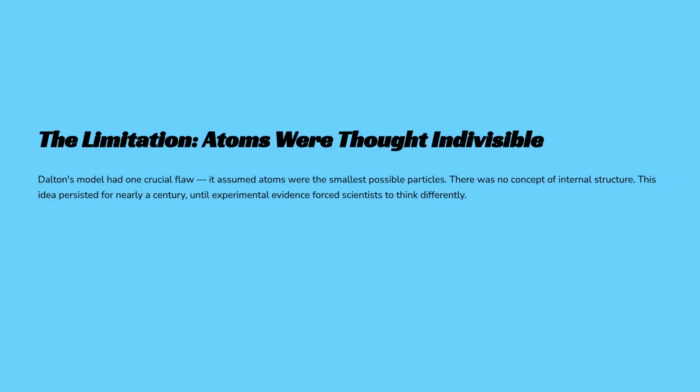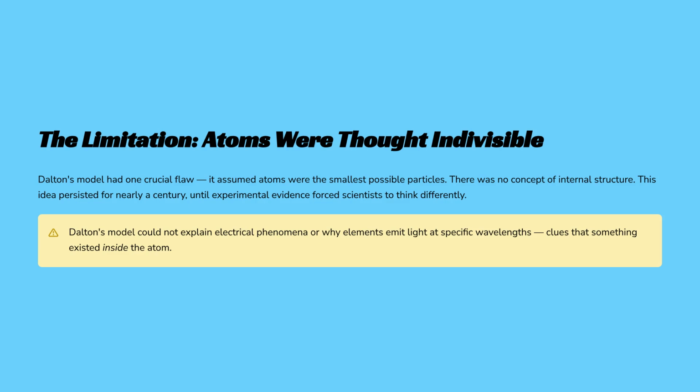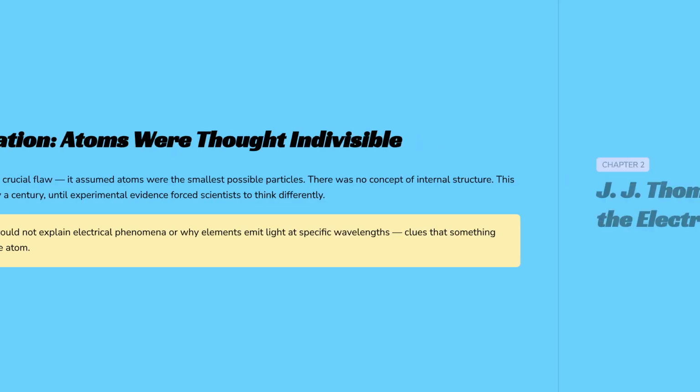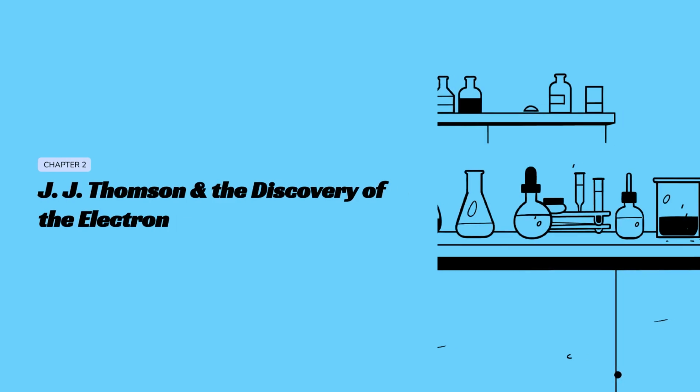However, the limitation of Dalton's model was the assumption that atoms were indivisible. Later observations, such as electrical phenomena and specific light emissions, suggested that there was an internal structure yet to be discovered. This leads us to Chapter 2, J.J. Thomson and the discovery of the electron.